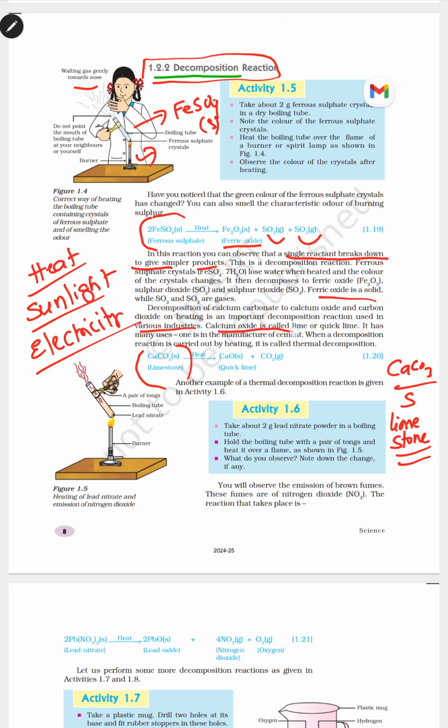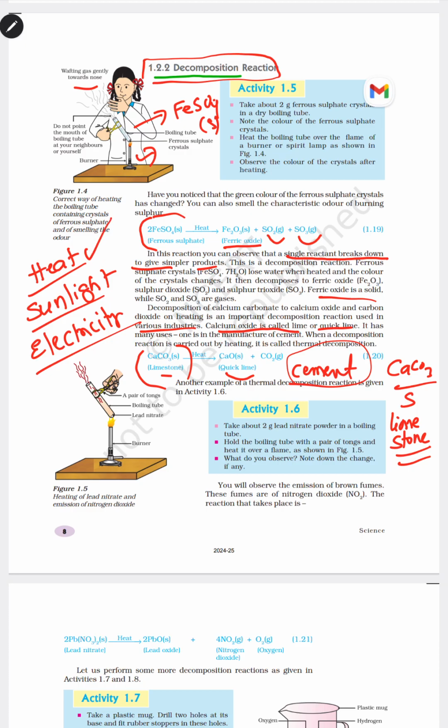So here calcium oxide is called lime or quicklime. When you give heat energy to the limestone, then calcium oxide is formed, which is in the solid form, and it is also known as quicklime. So quicklime has many uses. It helps in the manufacturing of cement. If you observe cement industries, calcium oxide plays a major role. So this is how the decomposition process is happening in this case.